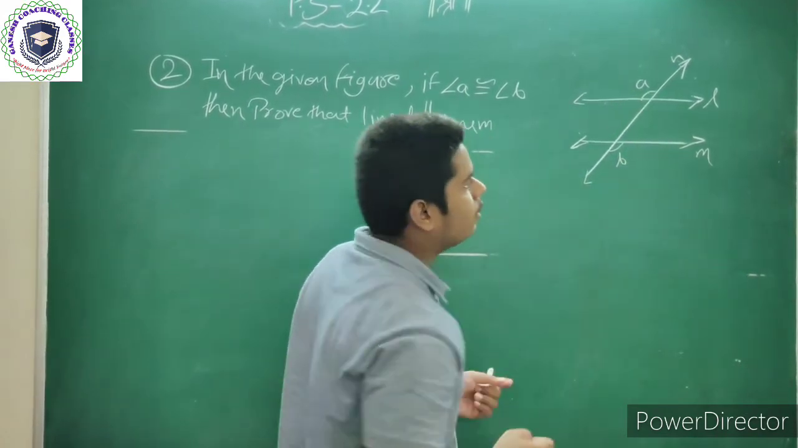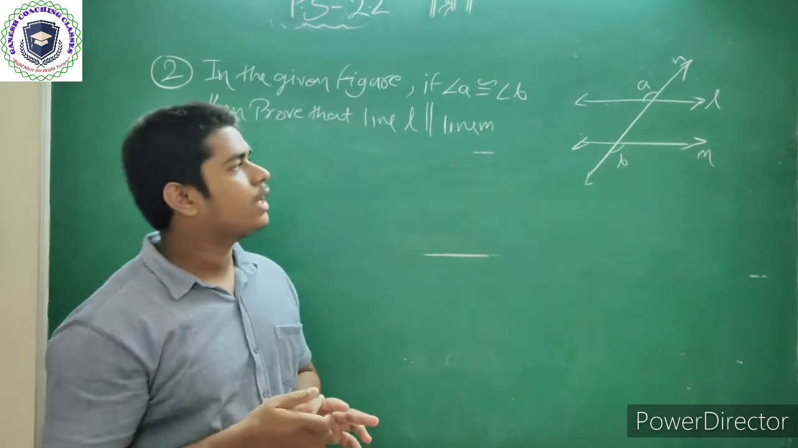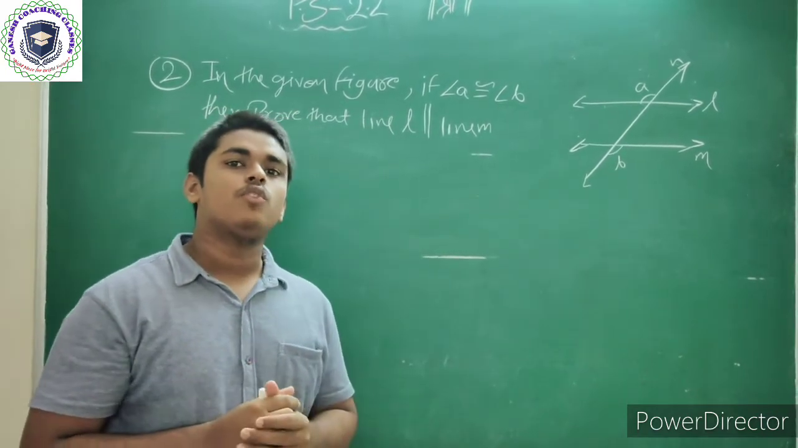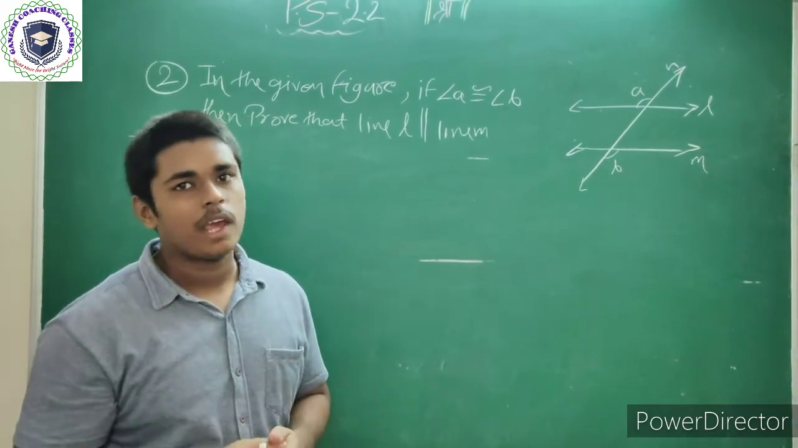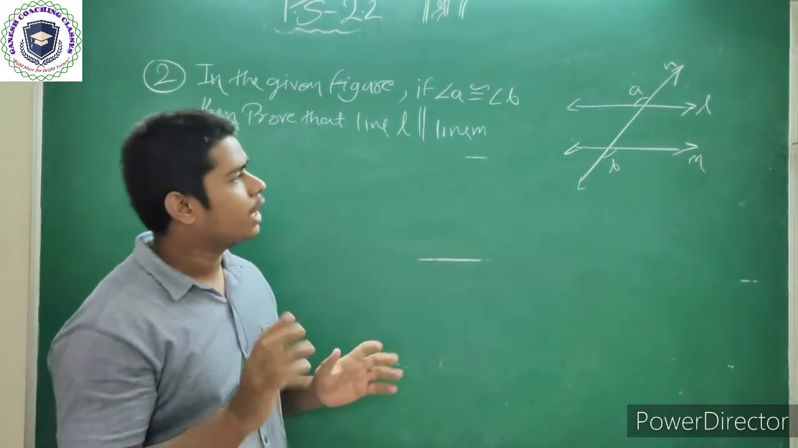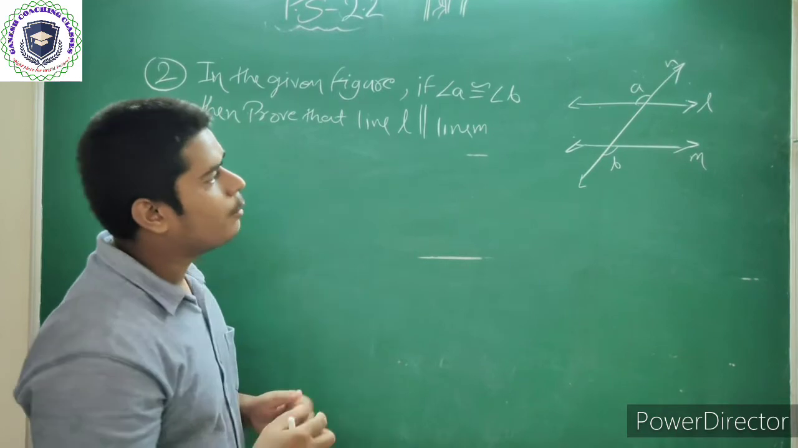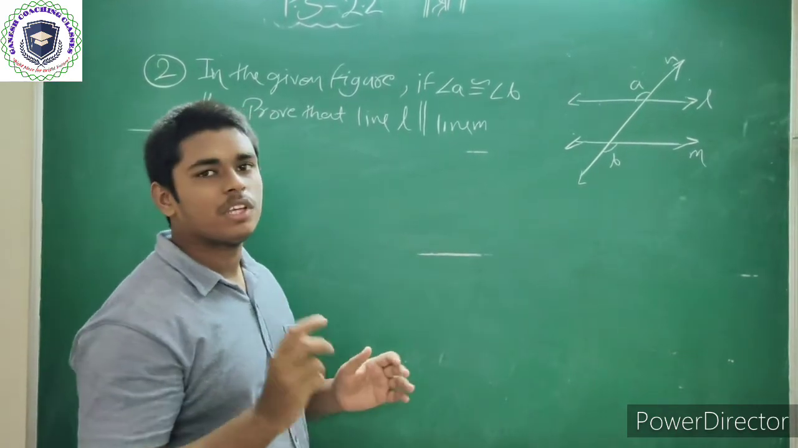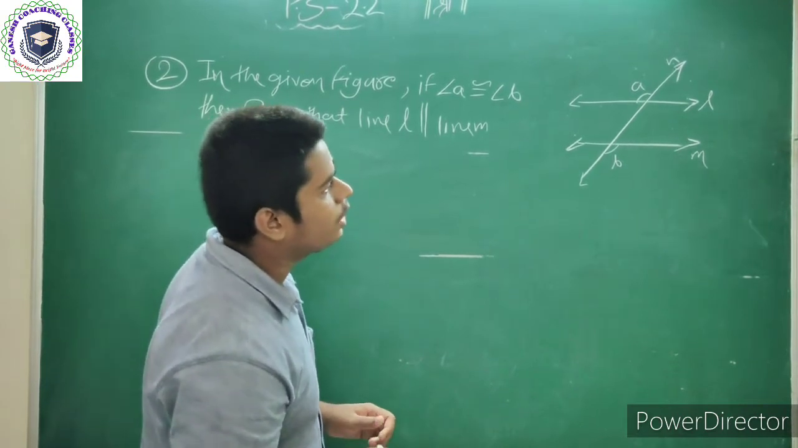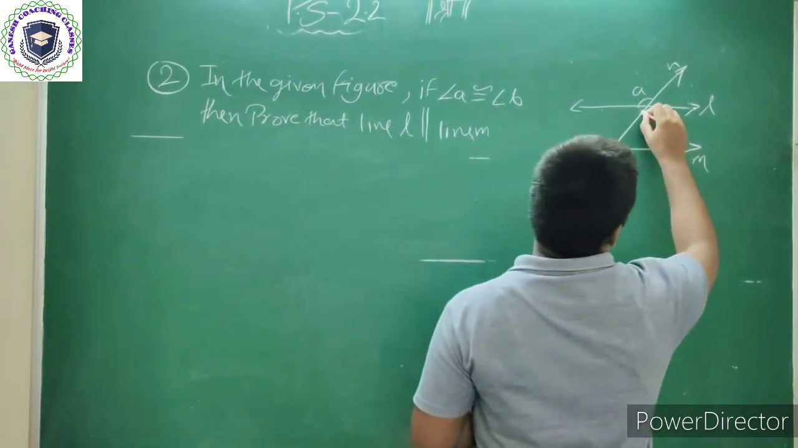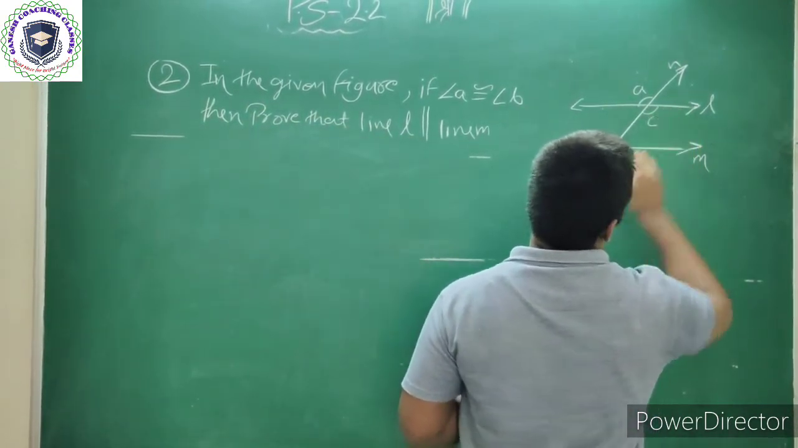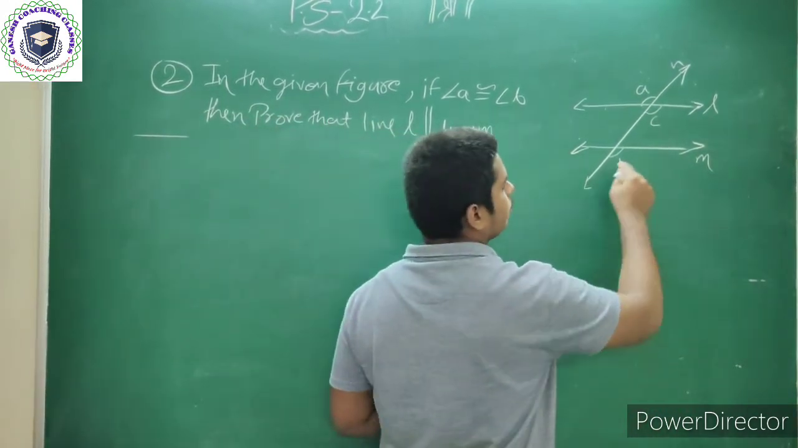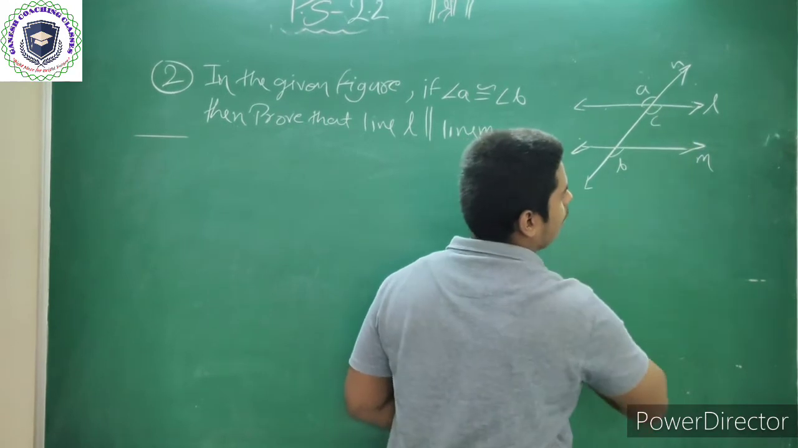Okay, so I already told you that if there is no relation between any two of the angles, we have to take one angle. Okay, we have to assume one angle. By that we can create here the relationship between the given angles. Okay, so here I am assuming that this angle is C. Okay, so now we can create the relationship between B and C by corresponding angle.